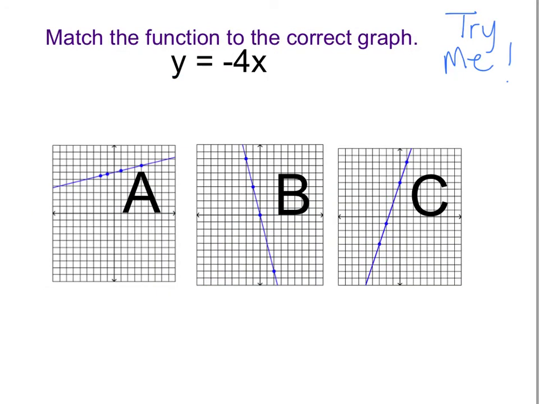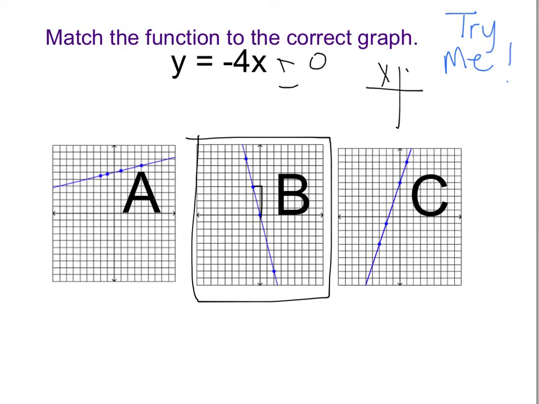Take a second and try this one. Unfortunately, this one doesn't have a plus or a minus anything, but we can assume that means it's +0 or -0. So that's showing us it runs into the y-intercept at the origin. It's 0, 0. We can also see that the slope is -4, so every time I go over 1, I go down 4. But I bet you graphed this, x and y's, 0, 1, and 2, and found out that it does indeed match letter B.